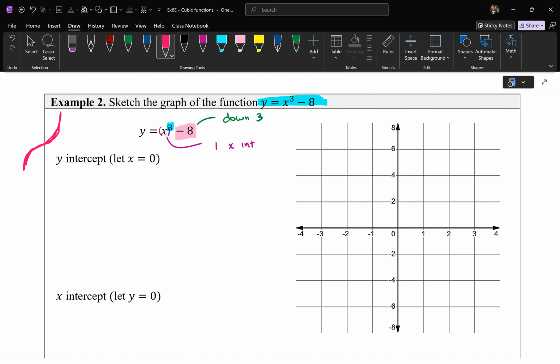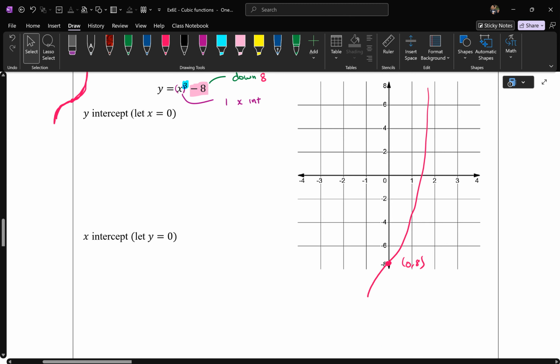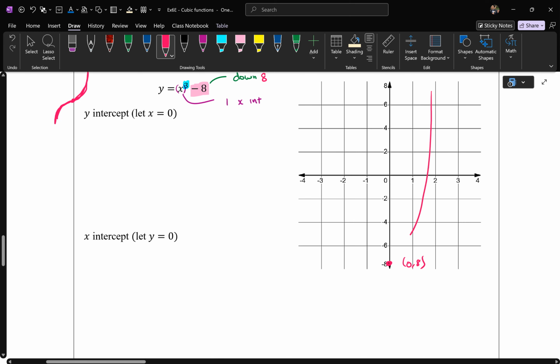It moves down by 8, and it doesn't move left or right. So if you had to sketch this, down by 8 goes all the way down, and here's my inflection point, 0, negative 8. It should only have one x-intercept because you're only cubing this x. That is the bracket that we're looking at. So that means you can expect the shape to look something like this. Something like that. I just don't know where the x-intercept is.